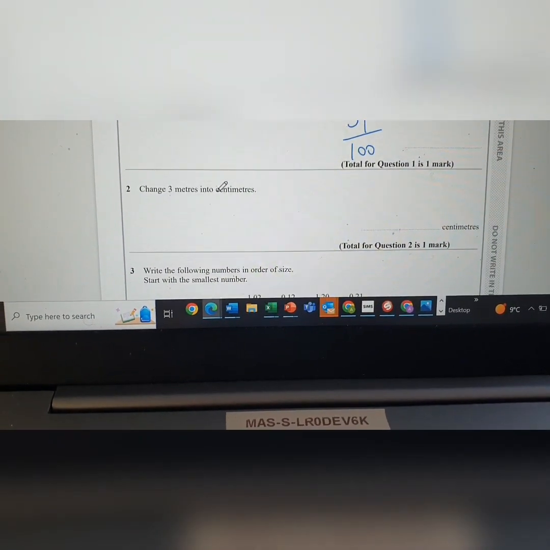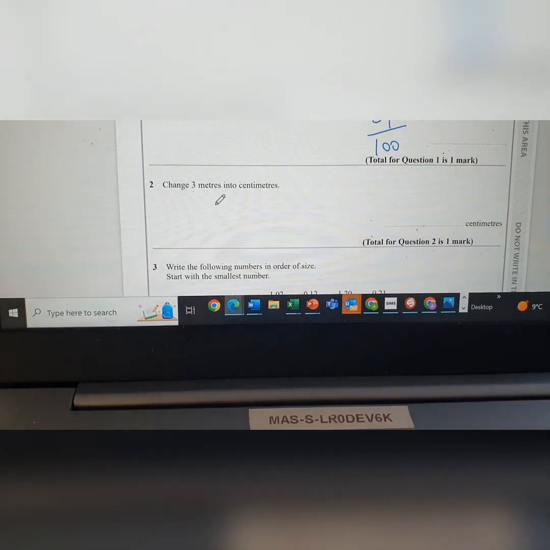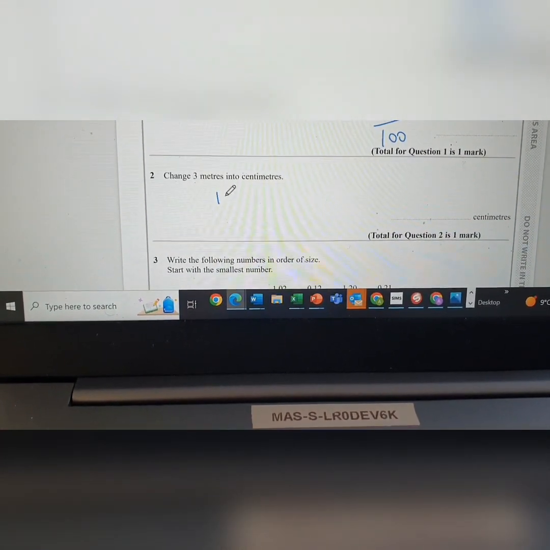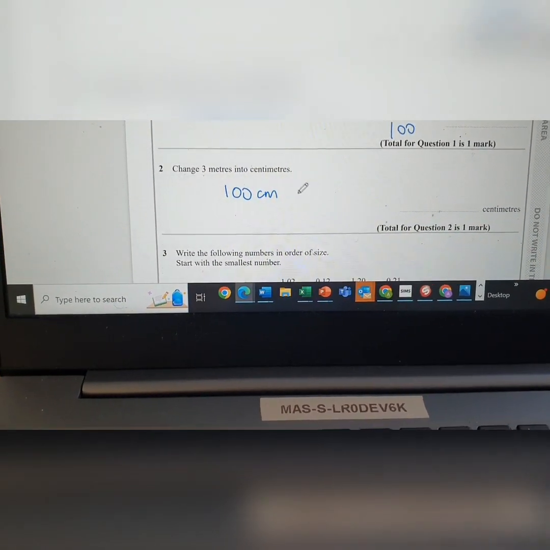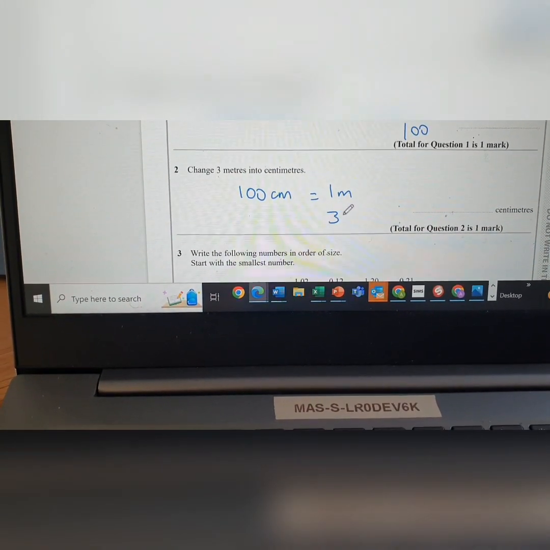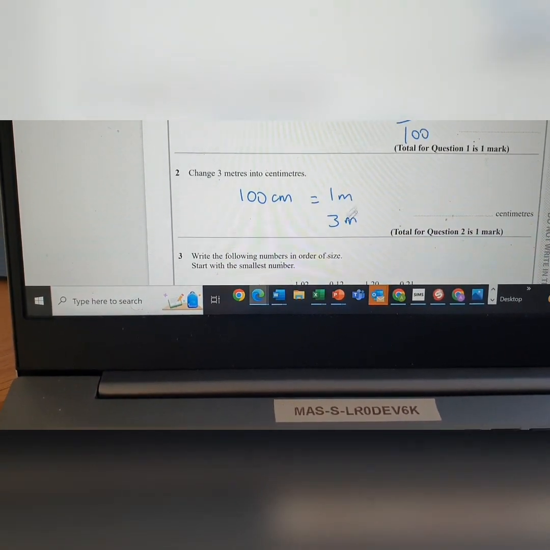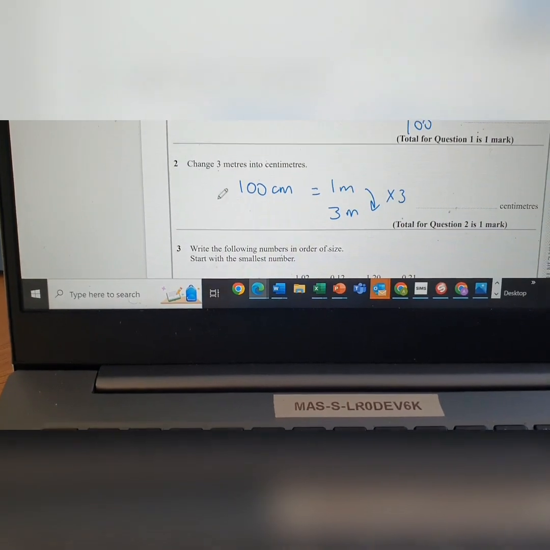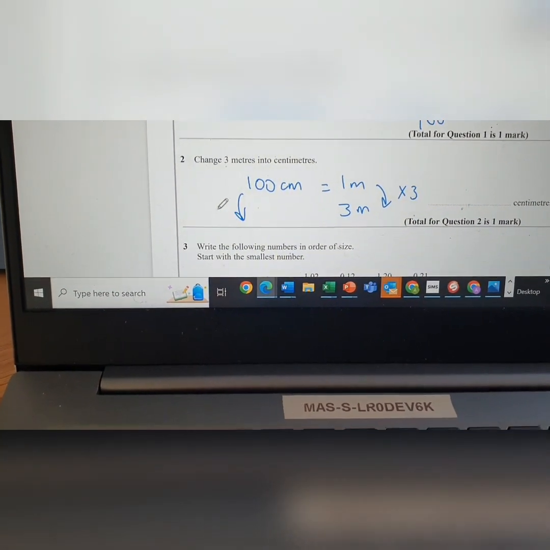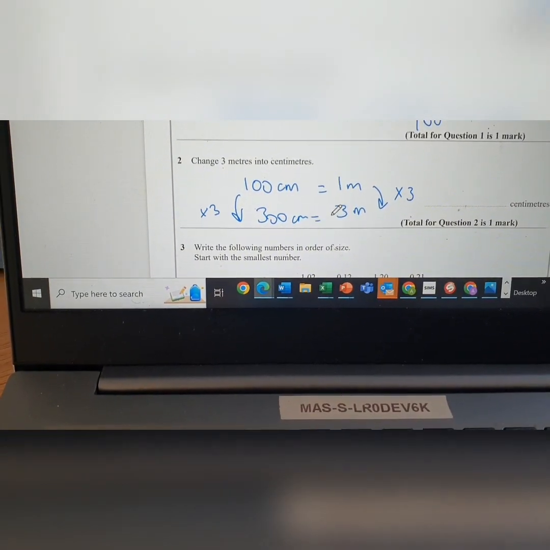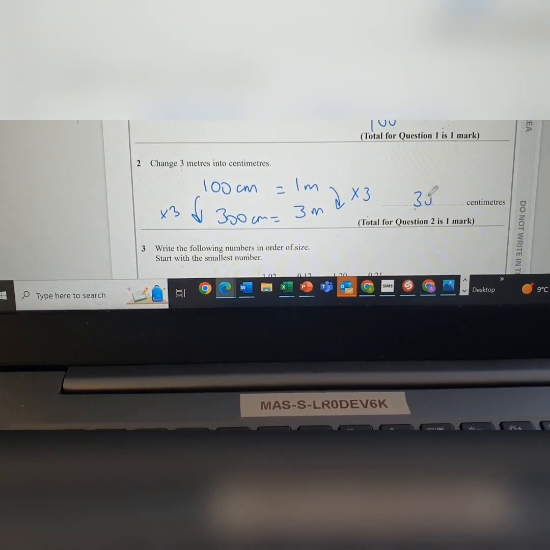Change 3 meters into centimeters. You need to know what the conversion is from meters to centimeters. 100 centimeters is equal to 1 meter. I need to change 3 meters, so I'm going to write it directly underneath the 1 meter. From 1 to 3, I'm multiplying by 3. So I would need to multiply 100 by 3 as well. So it would be 300 centimeters, which I'm going to write in the answer line.